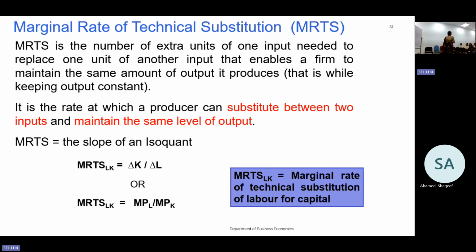Marginal rate of technical substitution. I'm going to tell you how the derivation or the equation comes, like the formula delta y divided by delta x. How do we get that is what we are asking now.